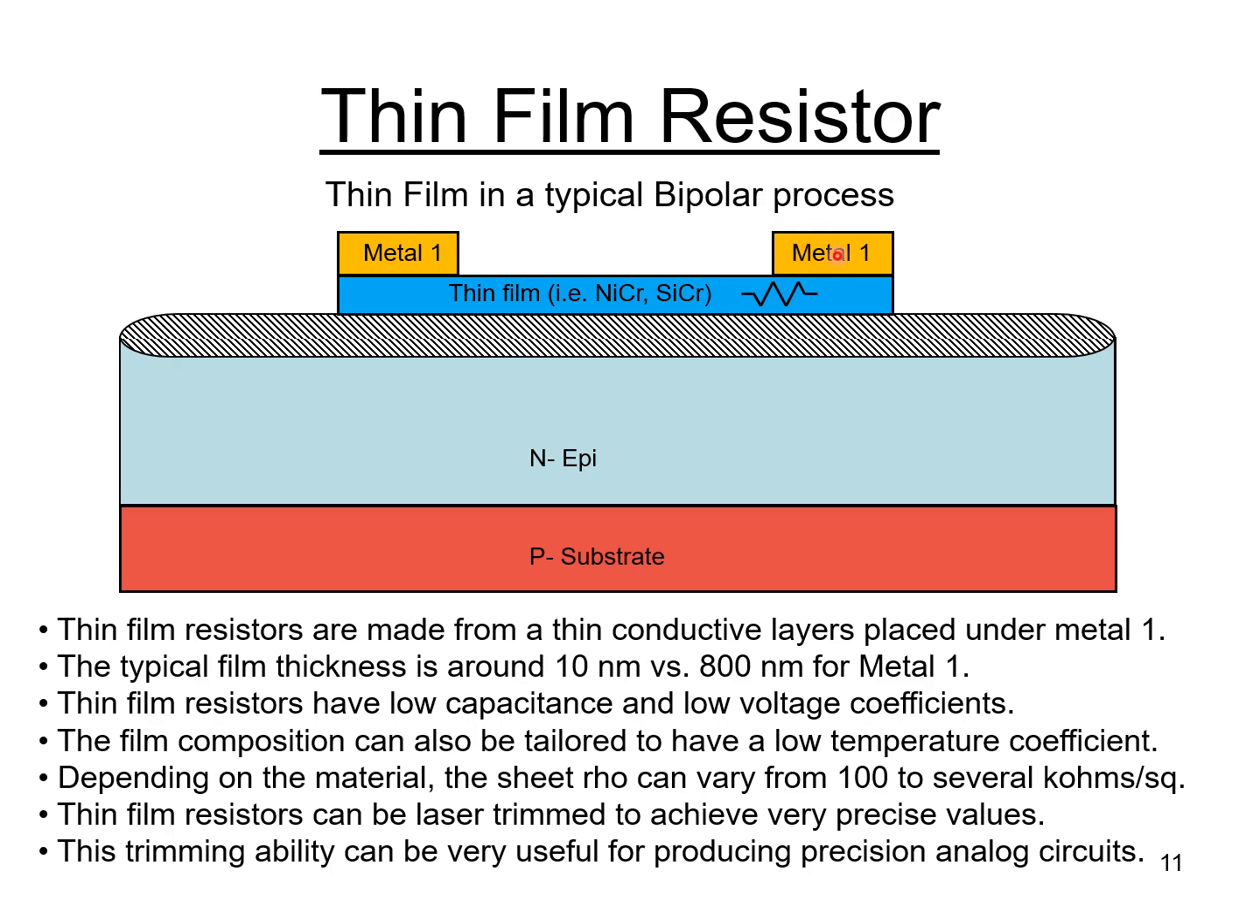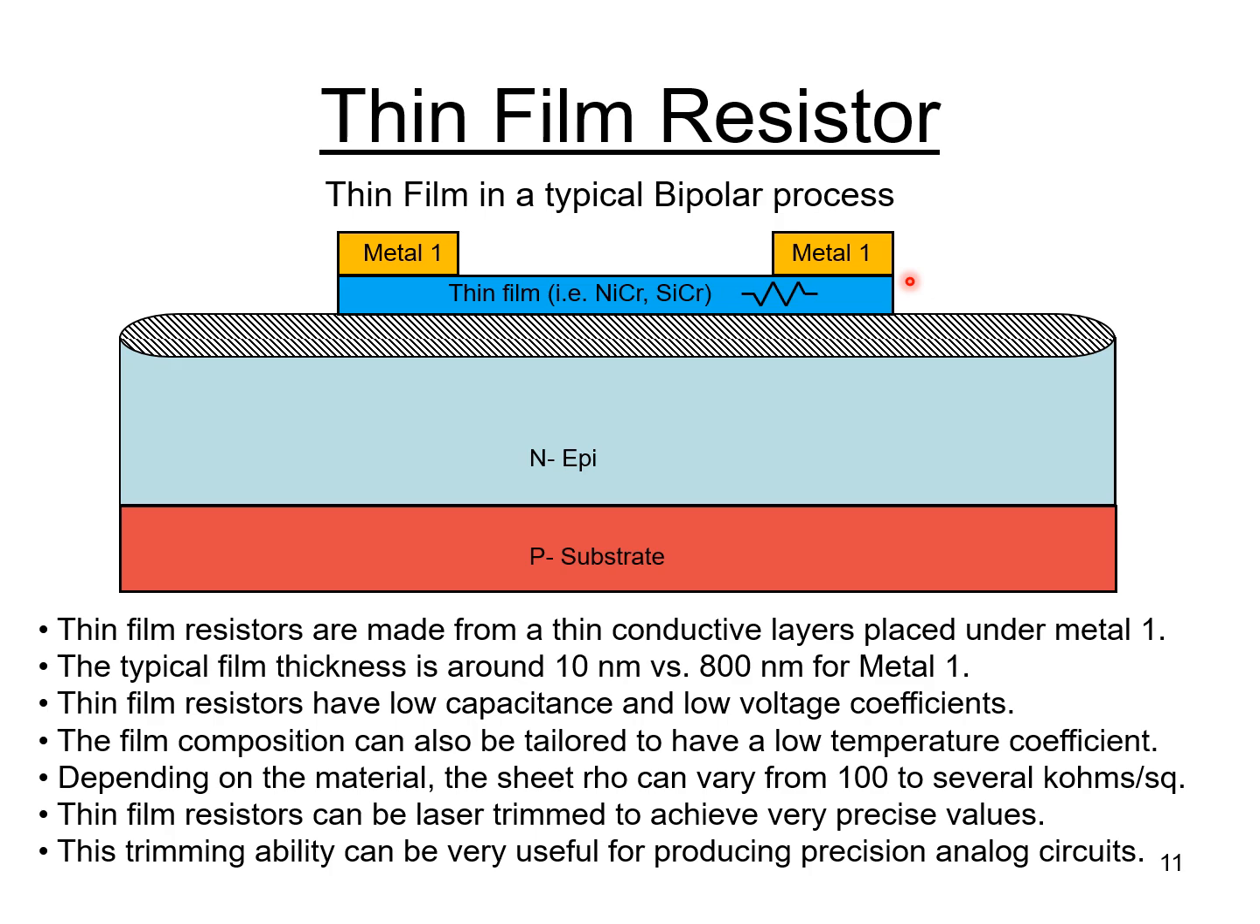That metal 1 that I show sitting on top of the thin film would roughly be 80 times the thickness of the thin film. That's why it's called thin film. Thin film resistors have very low capacitance and low voltage coefficients because they're basically a metallic resistor. The film composition can also be tailored to have a very low temperature coefficient, which is often useful for building temperature compensated circuits, maybe like a band gap circuit, where you want a very low tempco resistor.